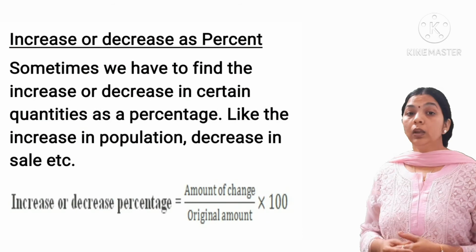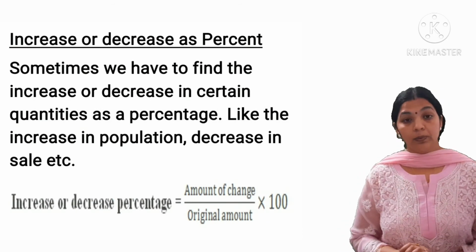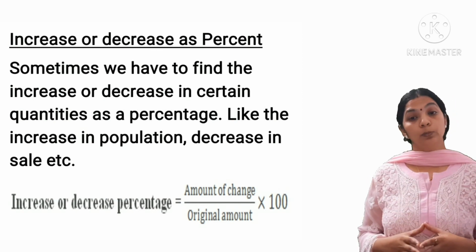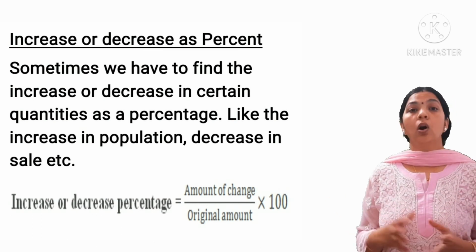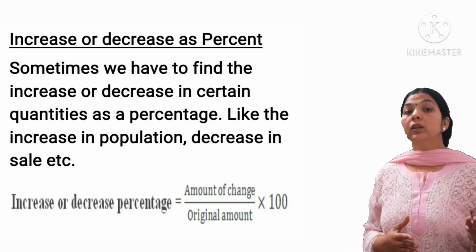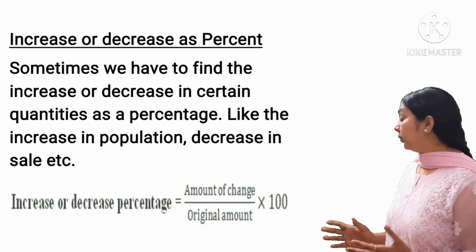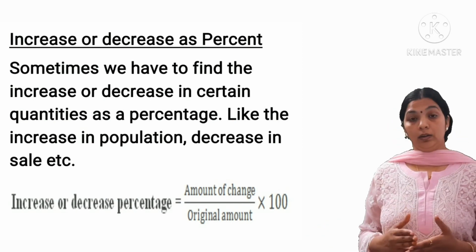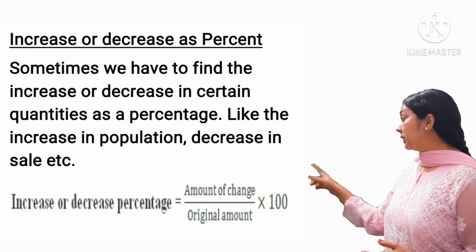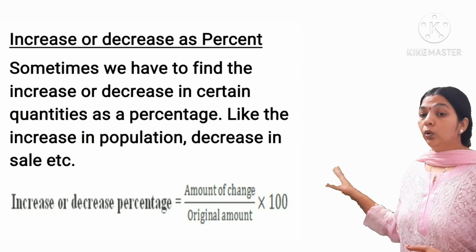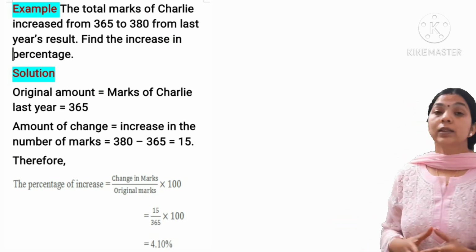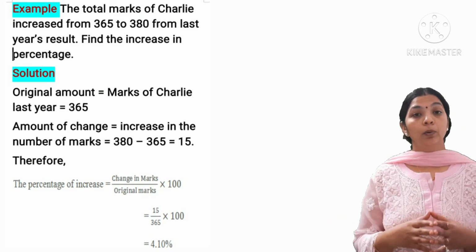Now, increase or decrease as percent. Sometimes we have to find the increase or decrease in certain quantities as a percentage, like increase in population or decrease in sale. So, to find the increase or decrease, what is the formula we use? Increase or decrease in percentage is equal to amount of change divided by original amount. Remember this: always consider the original amount into 100. Now, understand this formula with the help of this example.